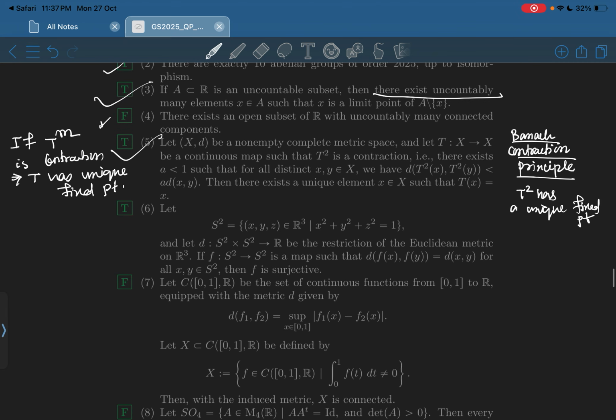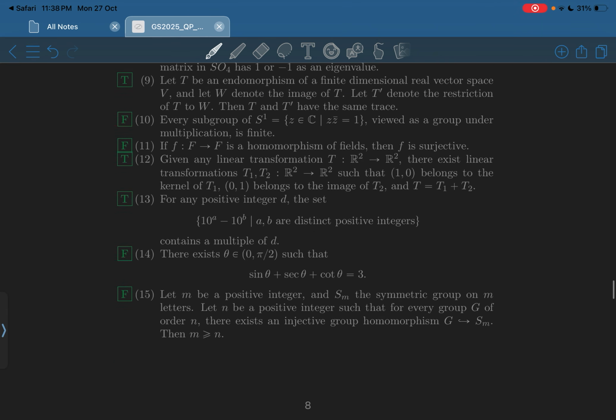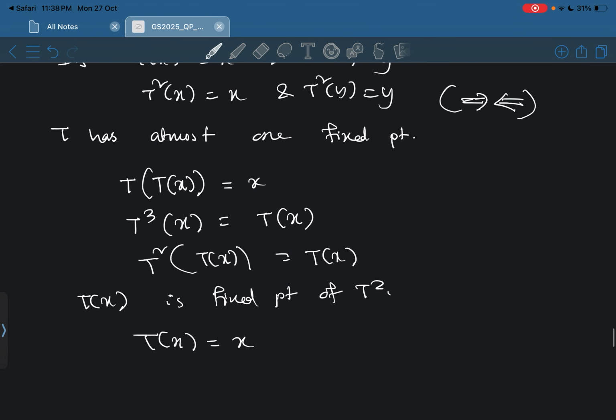Okay, now problem number 6. Problem number 6: S2 is this, d on S2 is the Euclidean metric, and f from S2 to S2 is a function such that d of f(x) comma f(y) is the distance of x comma y for all x, y in S2, then f is surjective. Okay, so this is a general theorem. There is a general theorem.